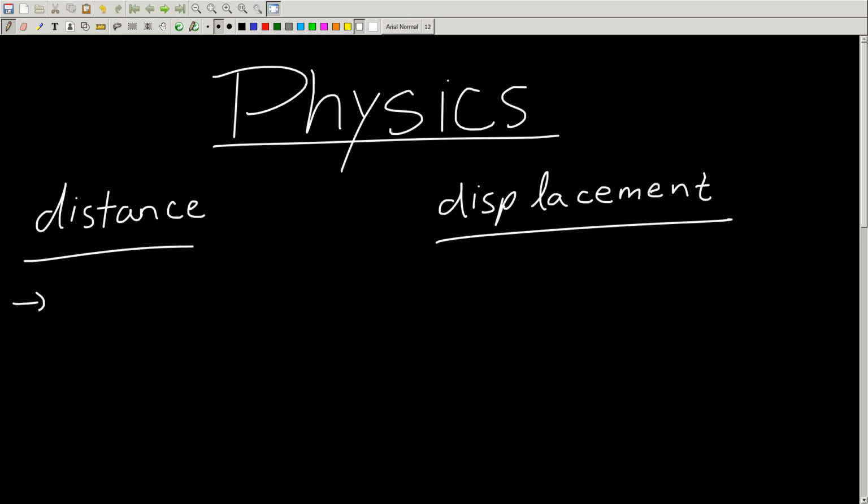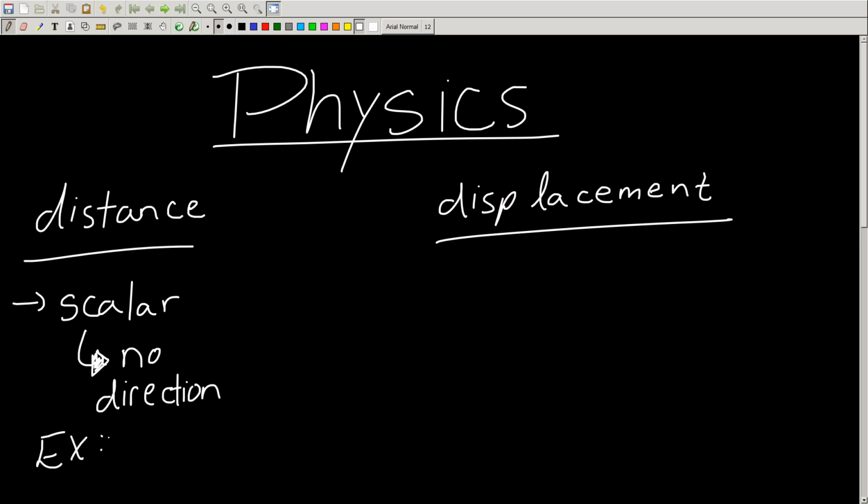Okay, so one major difference is that distance is a scalar quantity. It has no direction. That doesn't mean it doesn't have any direction in life. It just means that it's a quantity that has no direction specified, such as north, south, east, west, left, right, forward, backward. None of that. It's just a magnitude, or a size, or an amount. So, for example, a distance could be 10 meters. I travel 10 meters from point A to point B.